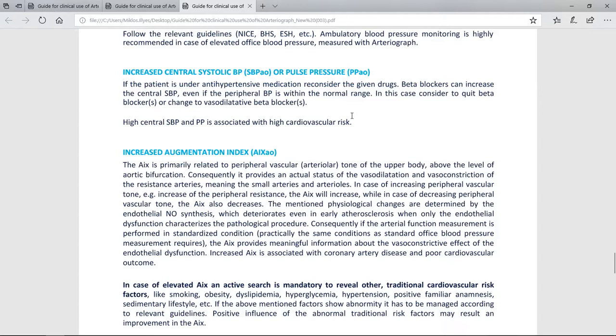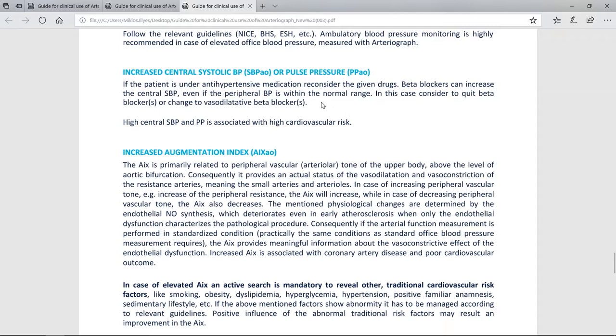So in this case, if the patient is under medication with beta blockers and we found increased central pulse pressure and increased central aortic blood pressure, we consider quitting the beta blocker therapy or changing it to vasodilative beta blockers such as carvedilol and nebivolol. High central systolic blood pressure and high central pulse pressure is provenly associated with very high cardiovascular risk.